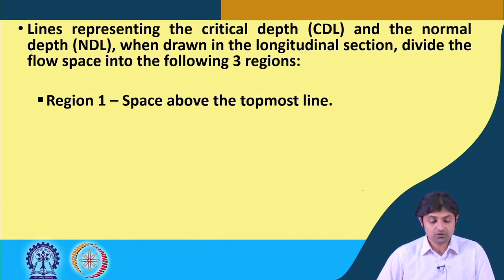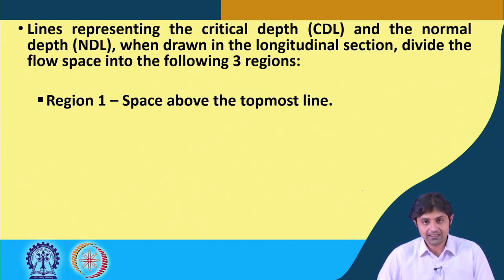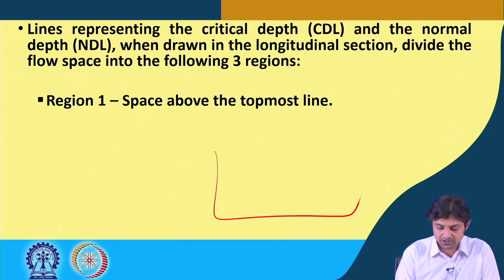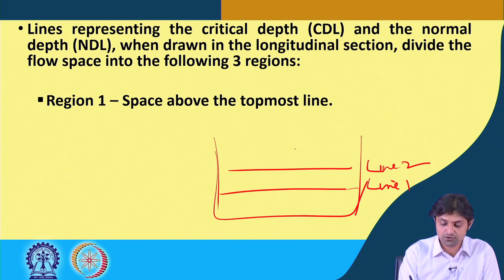Region 1 is, so at the critical depth, if we draw that line in the longitudinal section like this, then that line which represents the critical depth is called CDL, and the one that represents the normal depth is called NDL. So, for example, I will just draw this. This is a channel, for example, but it does not even necessarily have to be. Suppose this could be anything. So, this represents line 1, this is line 2. It is going to divide into 3 regions, region 1, region 2, region 3. That is what we are actually talking about.